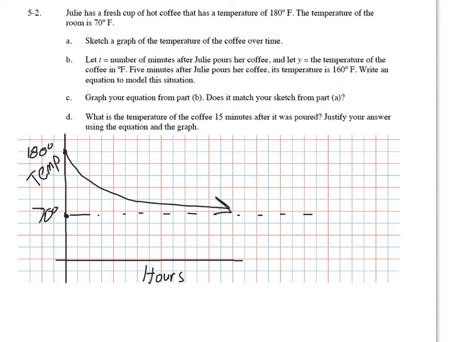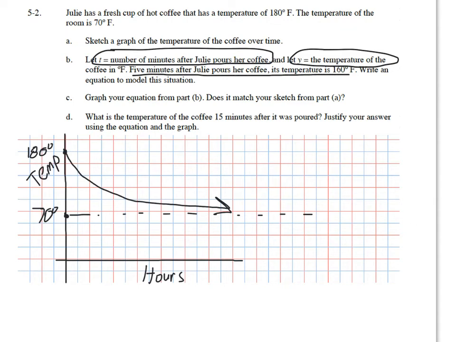Now let's write an equation for this situation. T is the number of minutes after Julie pours her coffee. Y is going to be the temperature of the coffee. Now 5 minutes after Julie pours her coffee, the temperature is 160 degrees. Write an equation to model the situation. So let's plot this point of 5 minutes at a temperature of 160 degrees.